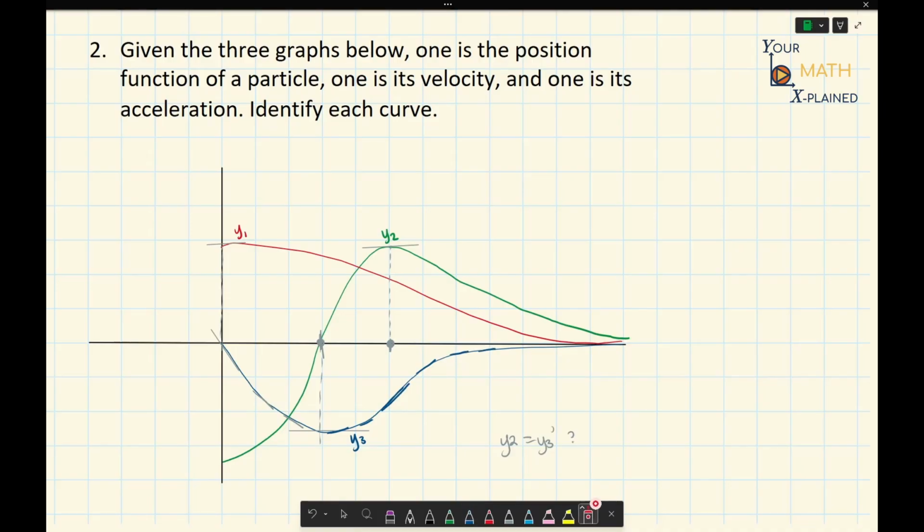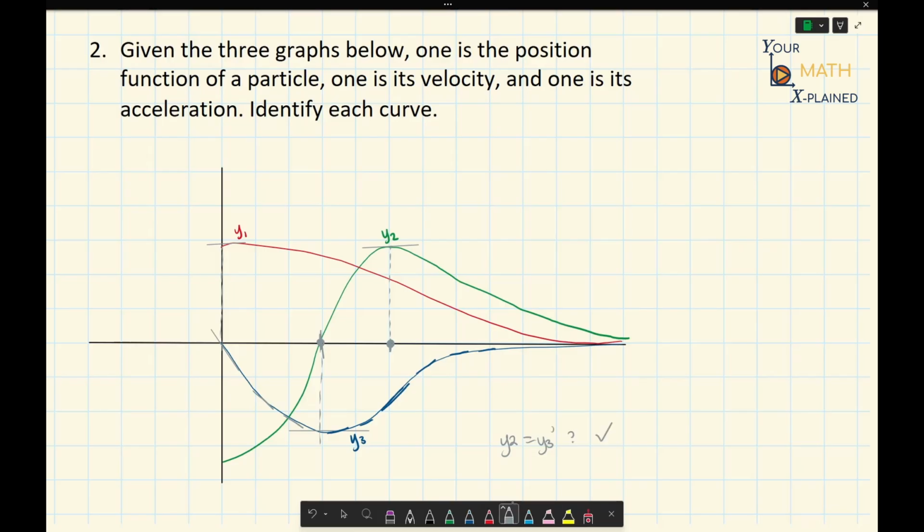And we can see that that's exactly what y2 is showing us. So here we're positive, and then we get more positive until we hit around this area where it's the most positive, and then it starts being a little less and less positive, but it's still positive. So now I'm confident to say that y2 is the derivative of y3.